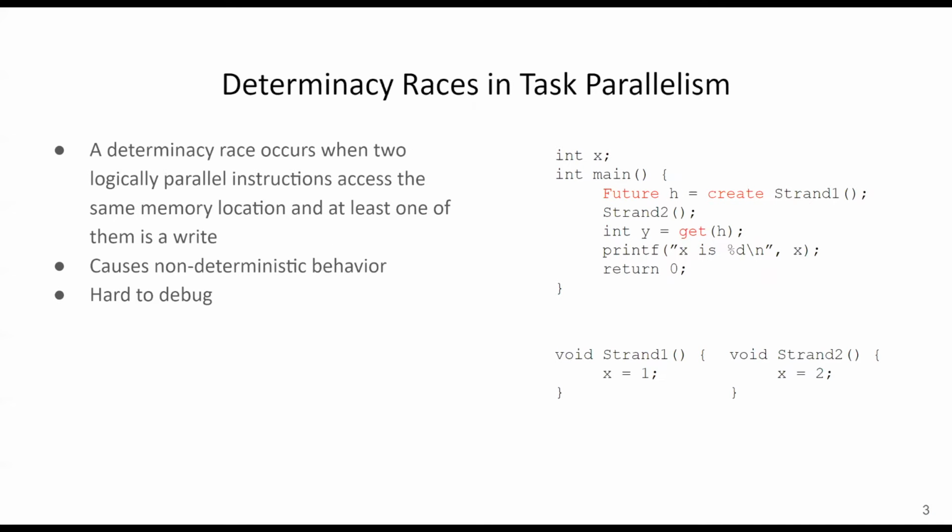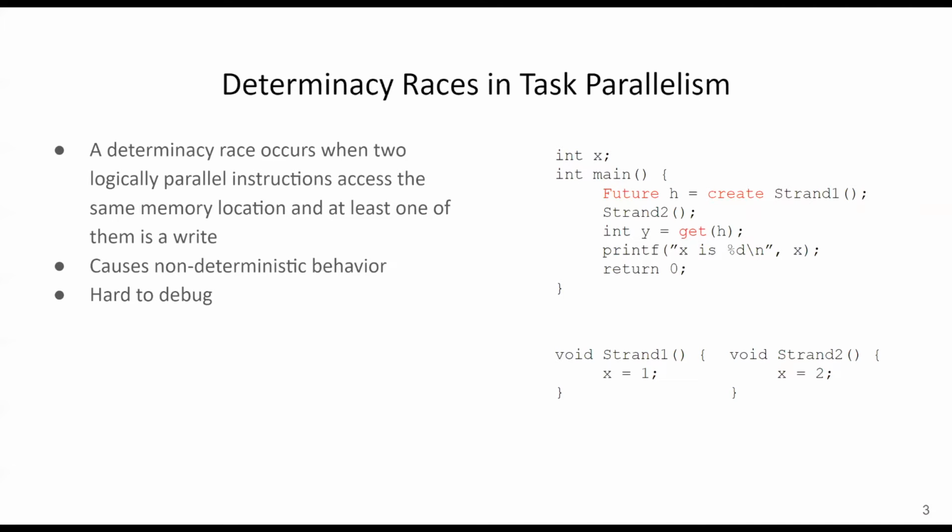Task parallelism meets a wide range of parallel program needs, but there are still pitfalls programmers need to be careful with. One of the challenges we focus on is determinacy race. A determinacy race occurs when two logically parallel instructions access the same memory location and at least one of them is a write. Determinacy races can lead to non-deterministic results, and therefore they are often bugs.